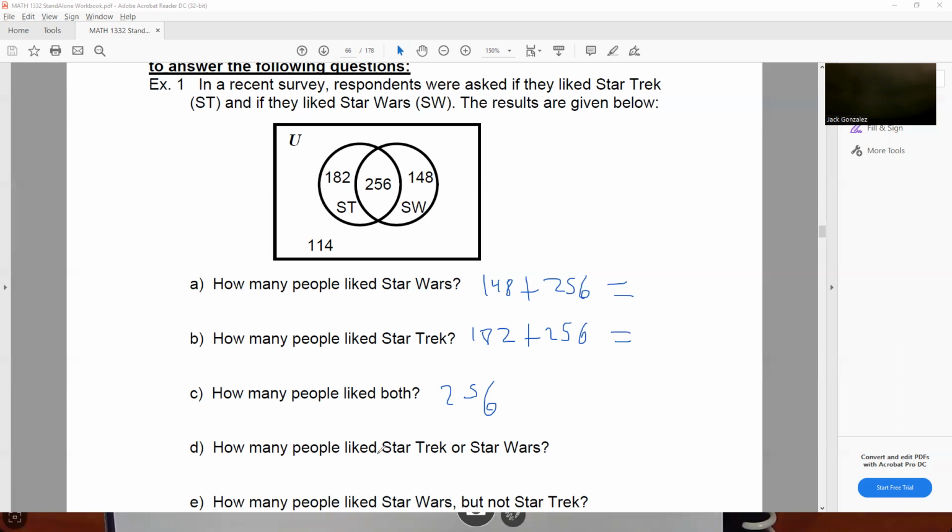The only issue is this one. This one's harder. The Star Trek or Star Wars. So that means you have to add up all of them, because as long as they like one of them, then you're good. So it'd be 182 plus 256 plus 148. So nothing too crazy.